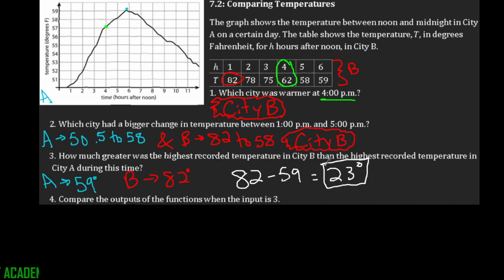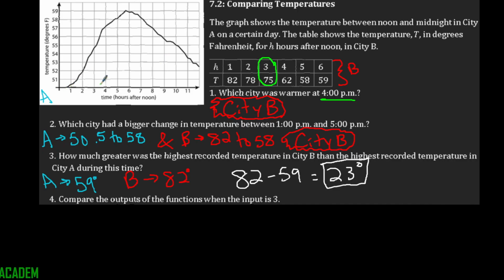And then for number 4, it says compare the outputs of the functions when the input is 3. That's real simple to do because all we have to do is look at when x is 3, meaning the input. Let me get rid of these points. I find, okay, well, table, real easy to find. When h is 3, the output is 75.